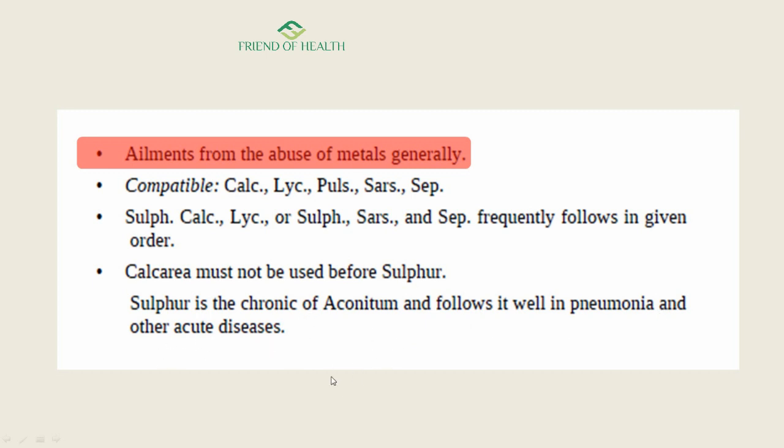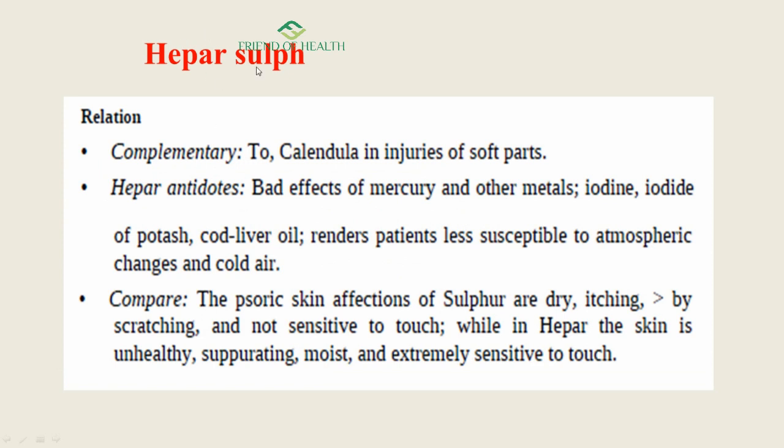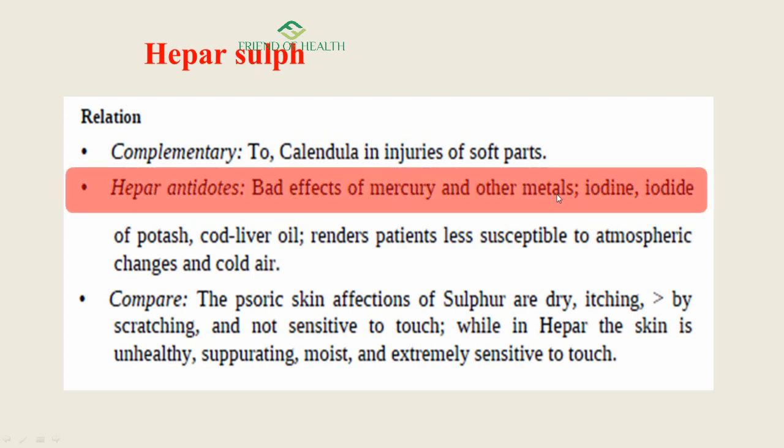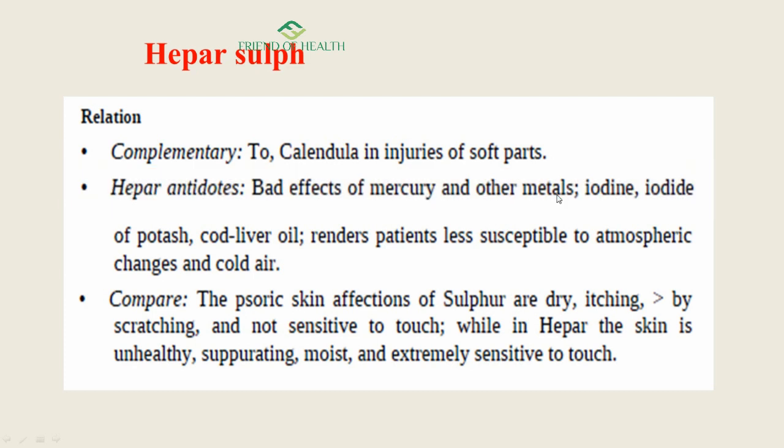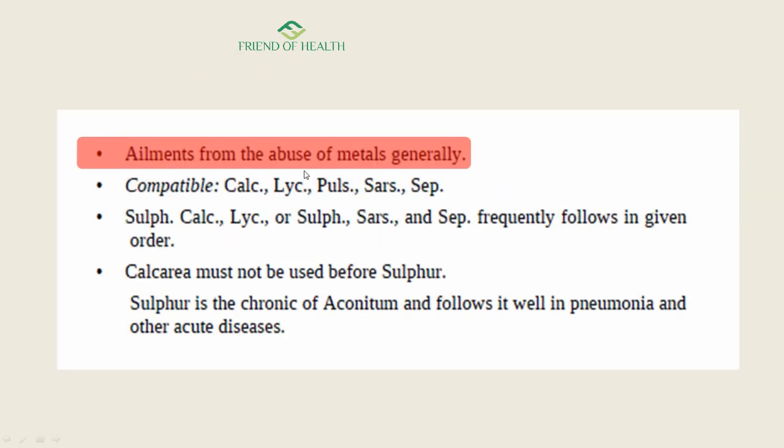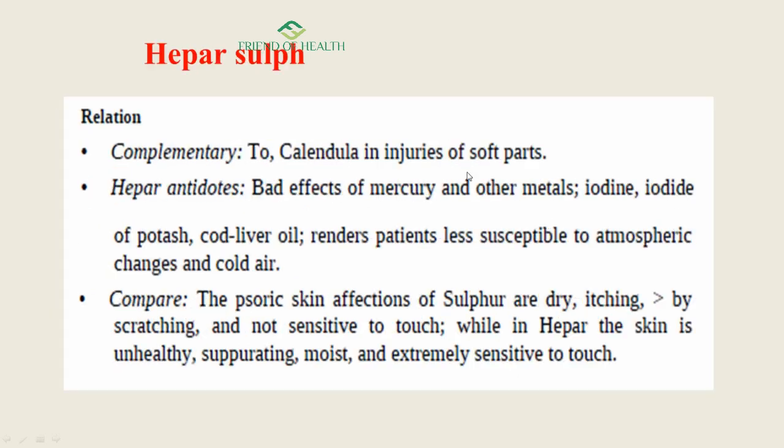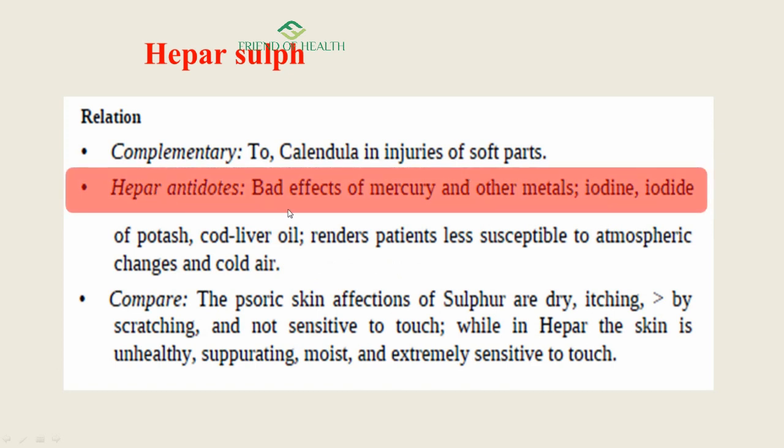All these interesting facts are there. If you see hepar sulph, you can see one symptom: hepar antidotes bad effects of mercury and other metals. So in sulphur we have seen ailments from abuse of metals generally, and here you can see hepar antidotes bad effects of mercury and other metals, iodine, iodide of potash, etc. So this kind of very close running remedies, symptoms will be there.